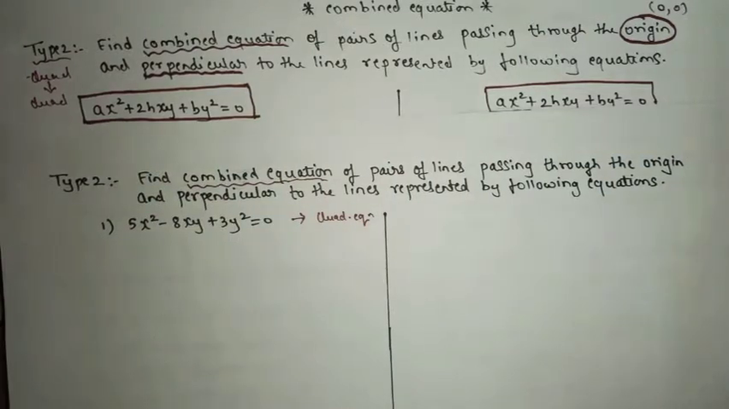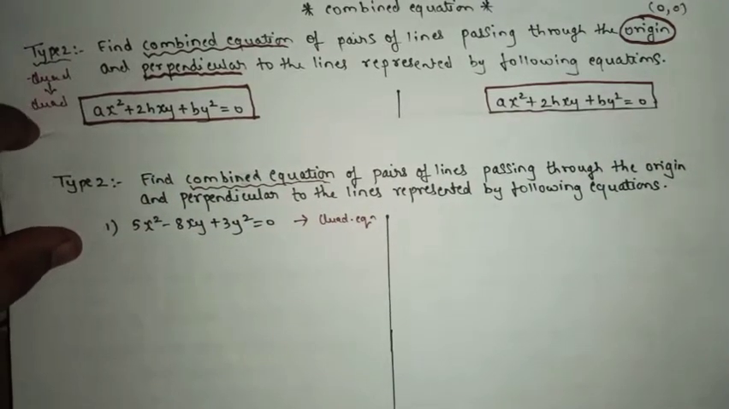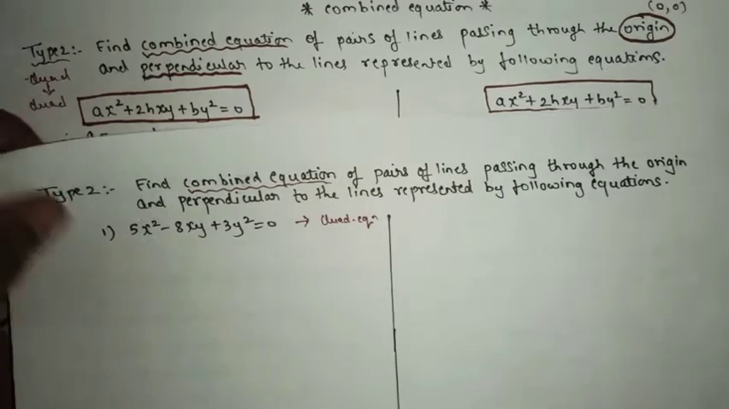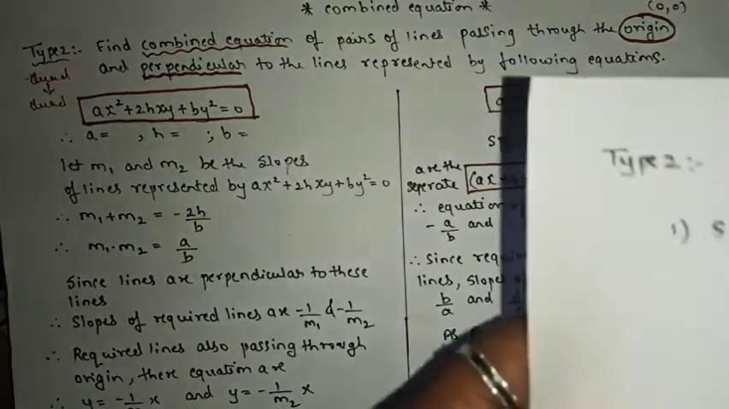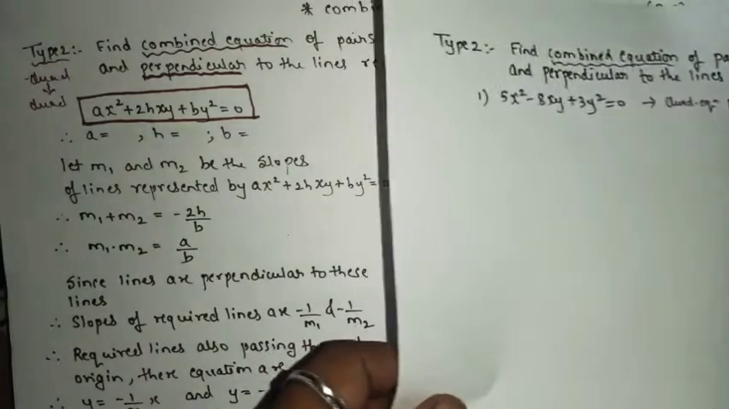It is up to you. If you feel method number 1 is easy, you can tackle the sum by using method number 1, or else by method number 2. So let's begin with method number 1. Exactly what you have to do in method number 1: you will have a quadratic equation like this.